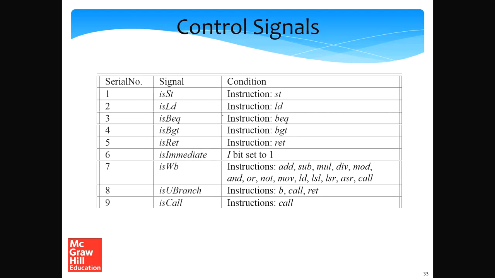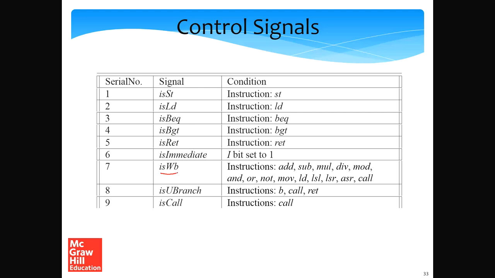So let's basically look at the conditions of these control signals. This list contains all the control signals that we have seen in the past few slides. We have seen is store, so the conditions when the instruction is a store. Similarly, is load when the instruction is load, is B, Q, BGT, ret. Is immediate is set to 1 when the I bit in the instruction is set to 1.